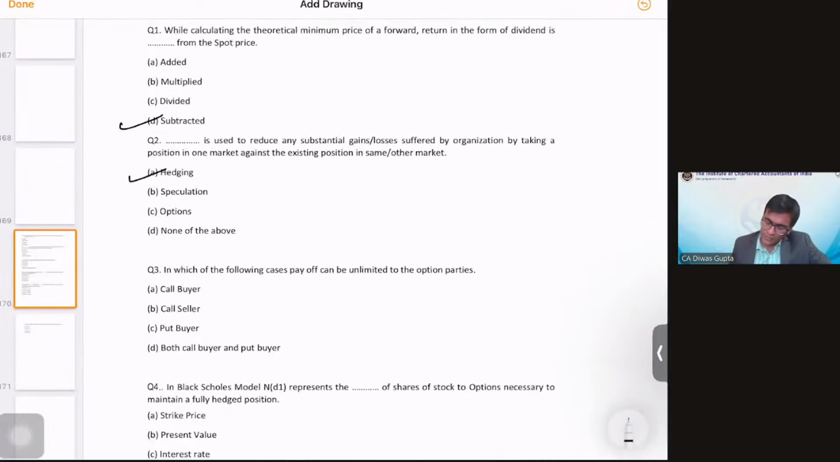In which of the following cases can payoffs be unlimited to the options parties? Payoff can be unlimited. Call seller, call buyer first, call seller, put buyer, both call buyer and put buyer.